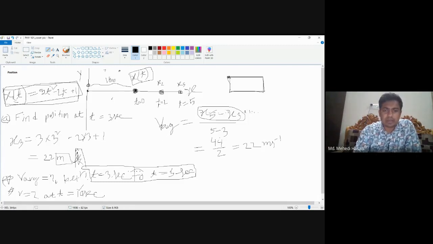So this is the average velocity. Then in case of instantaneous velocity, v is equal to dx by dt, so we have to differentiate this. In this case you have to memorize a formula, which is d by dx of x to the power n is equal to n x to the power n minus 1. Okay, so this is the formula for differentiation.